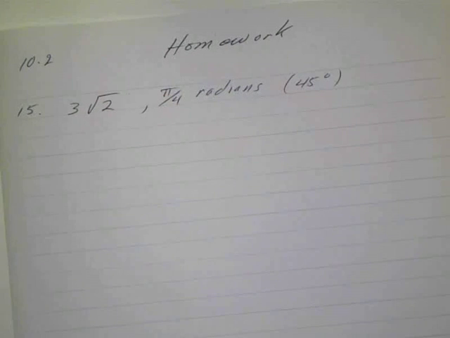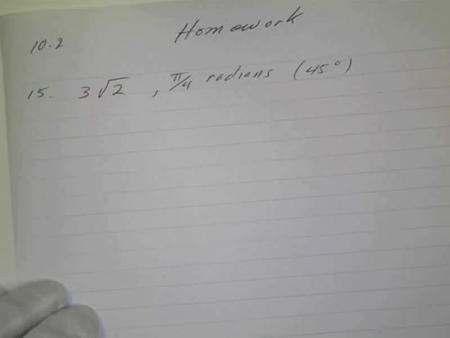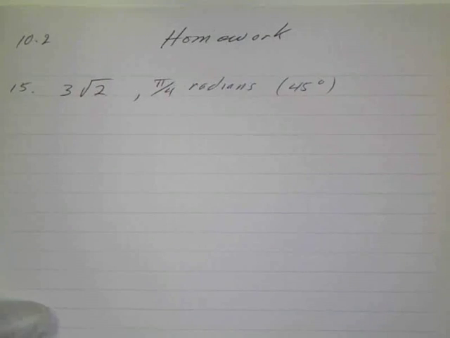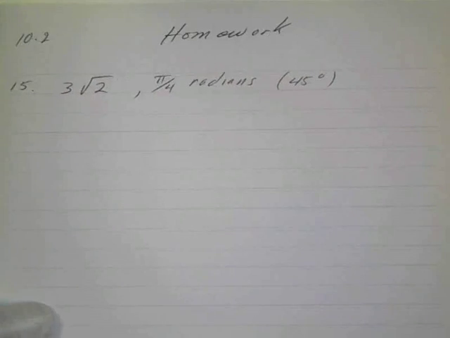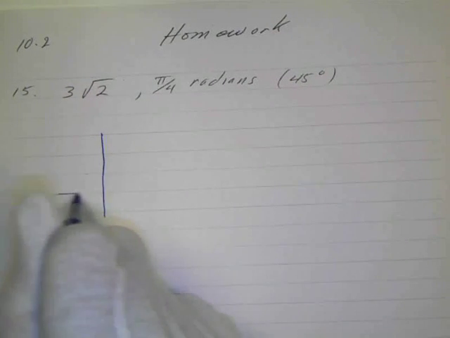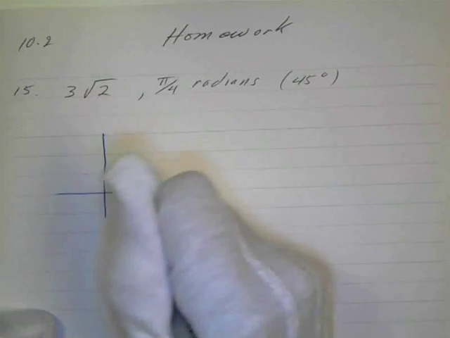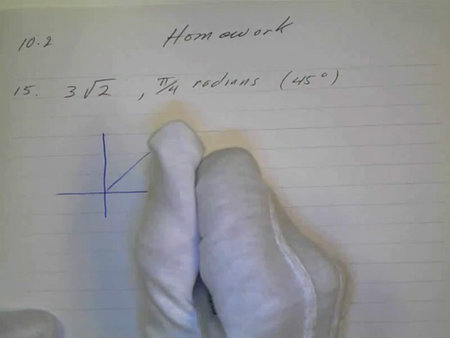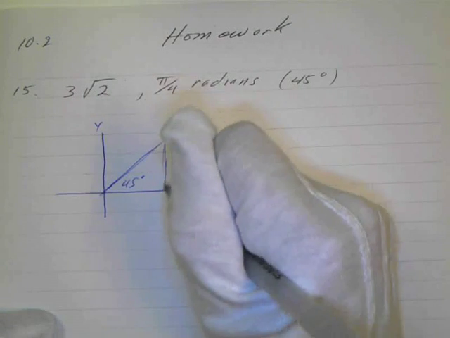Then number 15, same idea, find the component form of the vector. And pi over 4 radians is 45 degrees, so I'm just going to work it out in degrees. We know we're going to have an isosceles right triangle when we draw it, so let's draw it. Pi over 4, 45 is a nice diagonal there.